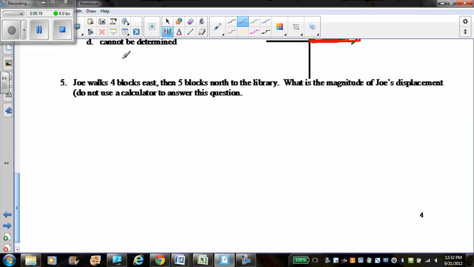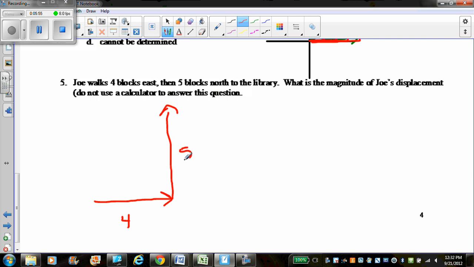Question 5. Joe walks 4 blocks east, then 5 blocks north to the library. What is the magnitude of Joe's displacement? Do not use a calculator to answer this question. Okay, I will sketch this. So, oops. Let's see if I can sketch that a little better. So 4 blocks east. 5 blocks north. Remember to add your vectors head to tail.